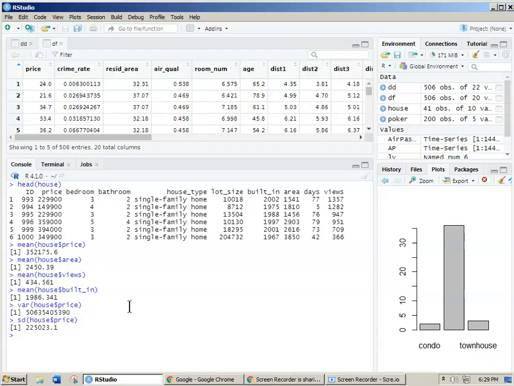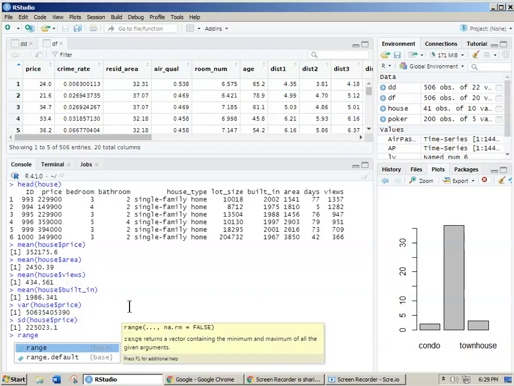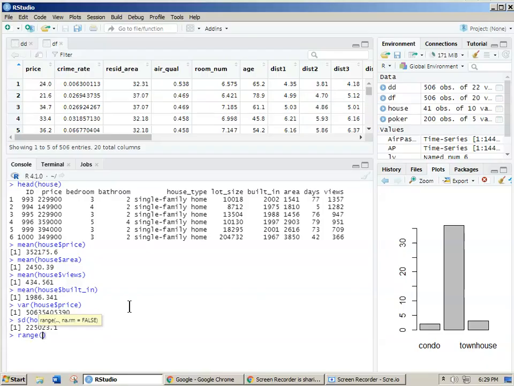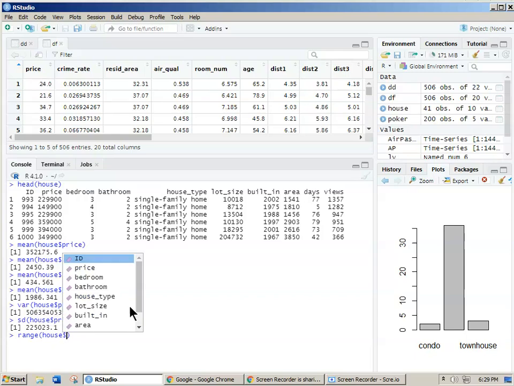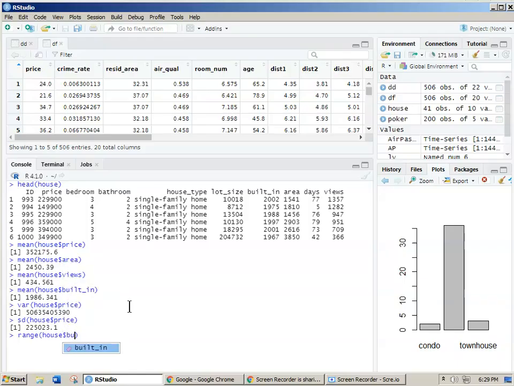All right. Well, let's look at the range. Range and a good variable to look at the range would be, I would say, the age, I guess, built in. Range is okay. So that means the oldest house is built in 1924. The newest house is 2018.